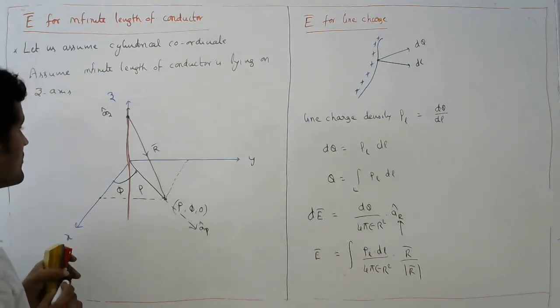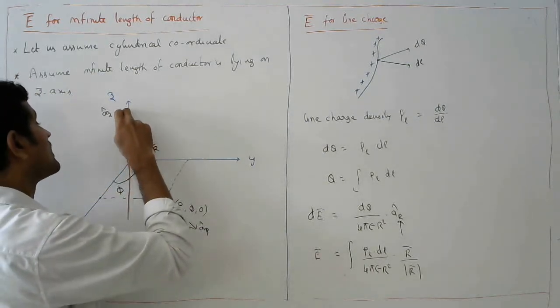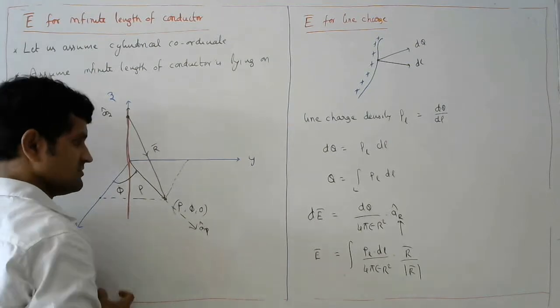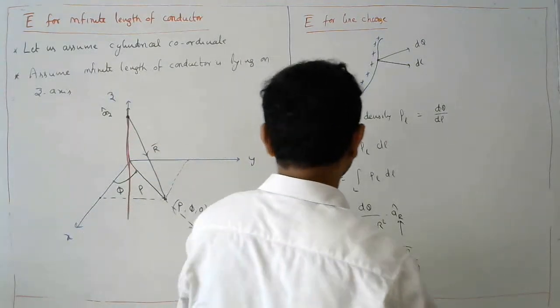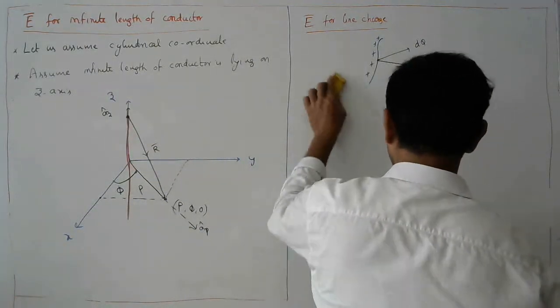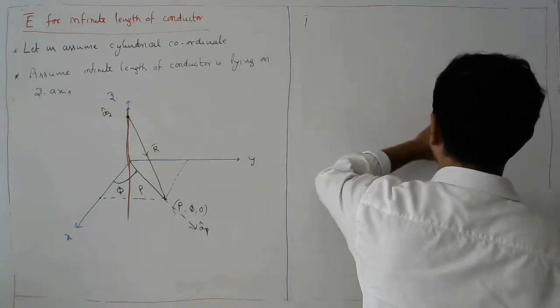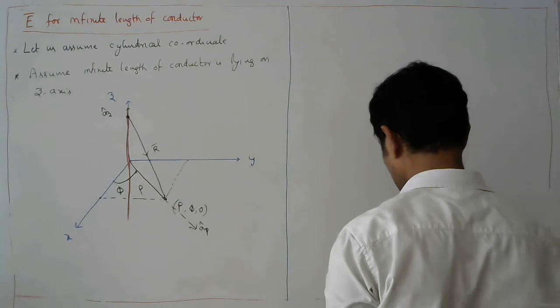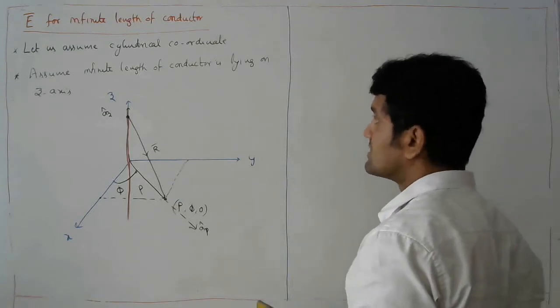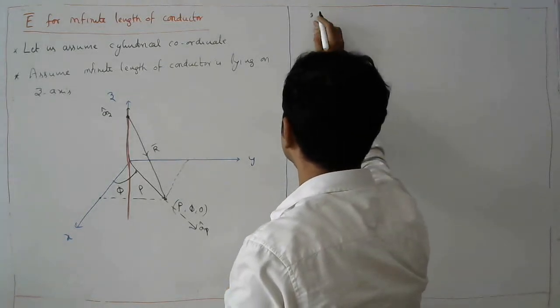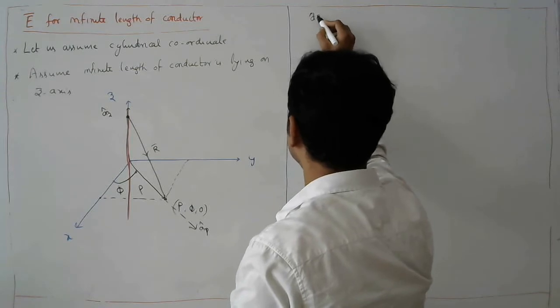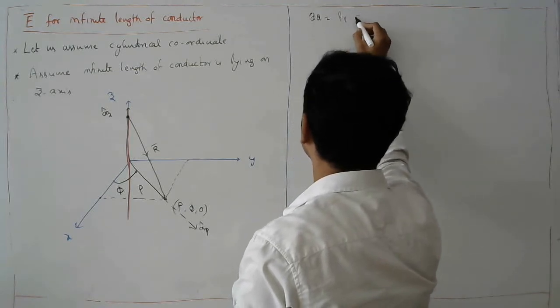Now we have to calculate the total electric field intensity of the line. So for that, assume a line charge density rho L. So dq is equal to what here? dq is equal to rho L into dl.